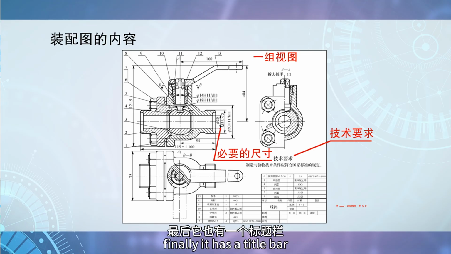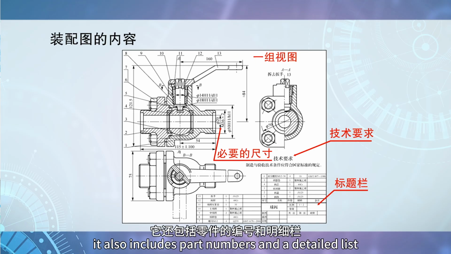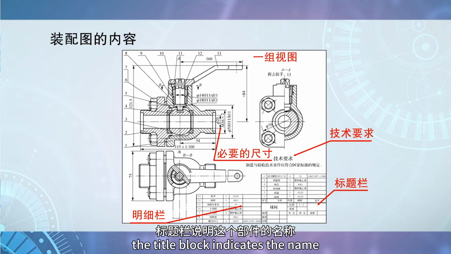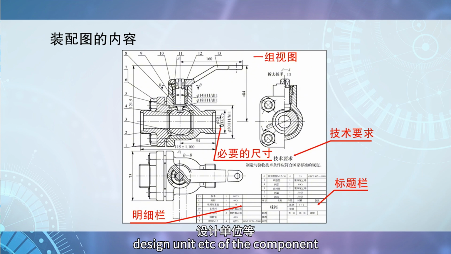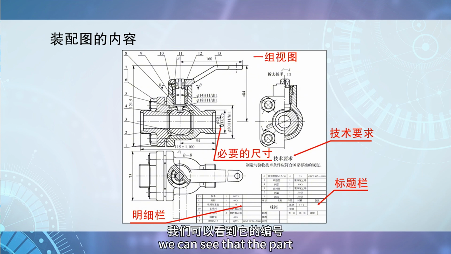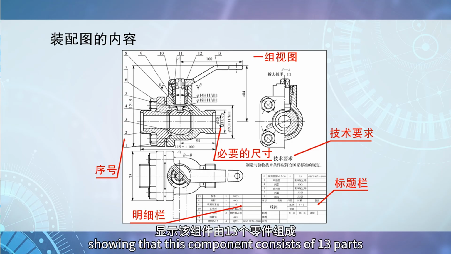Finally, it has a title bar. Unlike a part drawing, it also includes part numbers and a detailed list. The title block indicates the name, quantity, scale, drawing number, design unit, etc. of the component. We can see that the part numbers are neatly arranged next to the views, showing that this component consists of 13 parts.